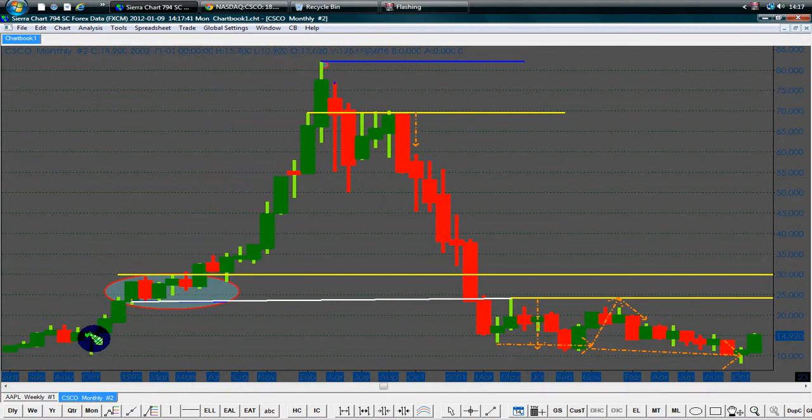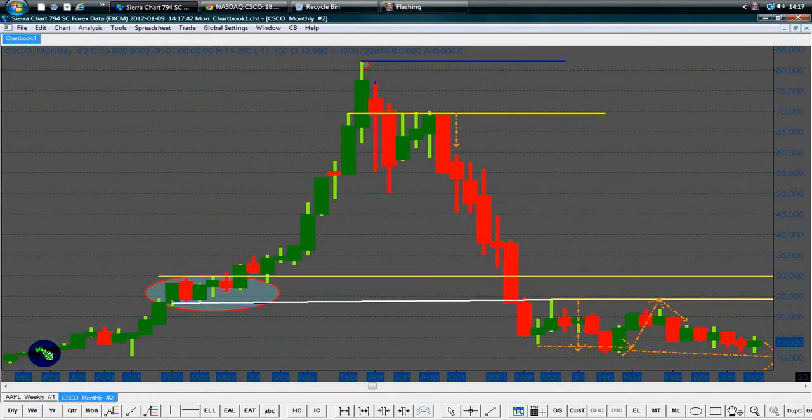Looking at this monthly chart of Cisco from 1998, this stock was in an uptrend. And this was the highest high that Cisco has attained in the year 2000, the highest high in blue here. But before that, this was the previous high.